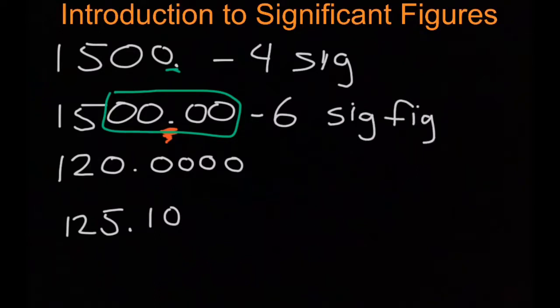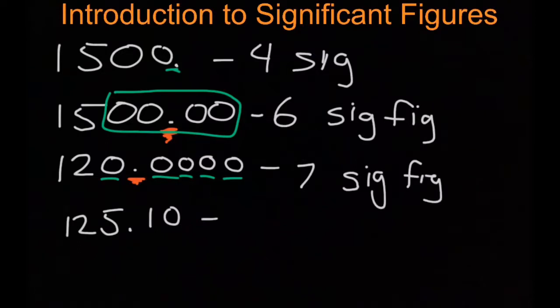So on to the next one. How many significant figures are here? So we have a decimal right here, and all trailing zeros that have decimals are significant. So this 0, this 0, this 0, this 0, and this 0 are all significant. So we have a total of 7 significant figures.